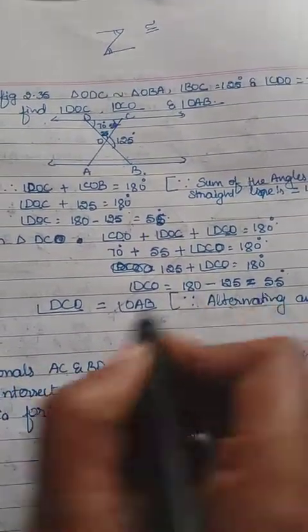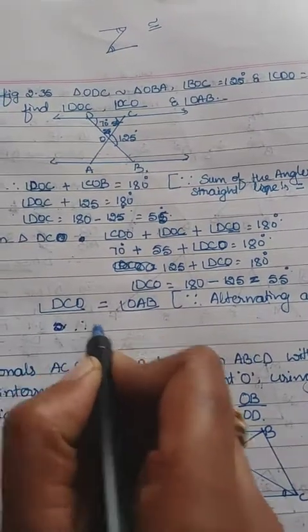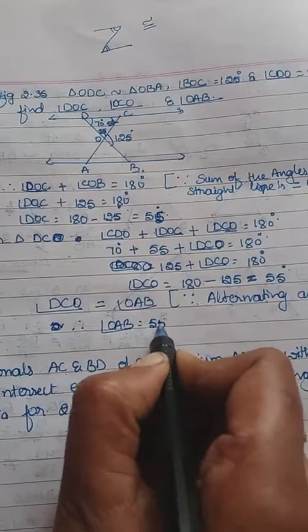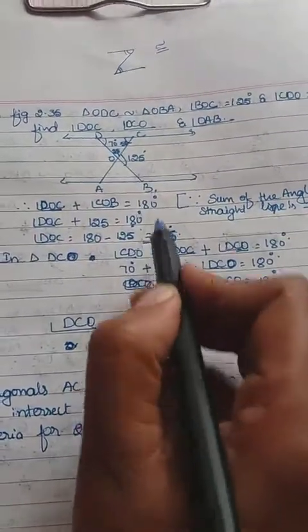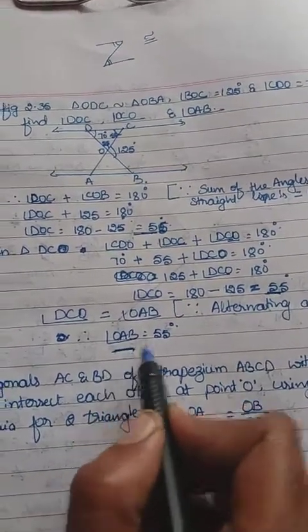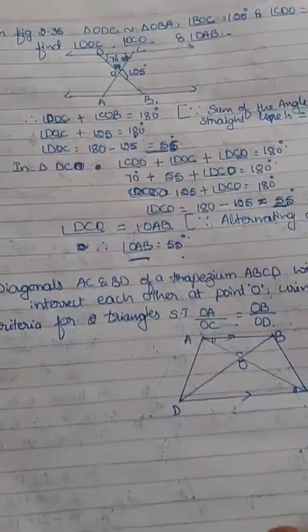DCO, how much did we get? 55. So we can write angle OAB equal to 55 degree. What they are asking: DOC we found out here, DCO here, and OAB here. So all the angles we get are 55 only.